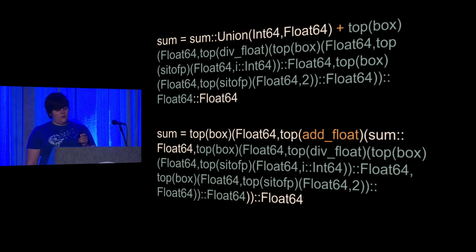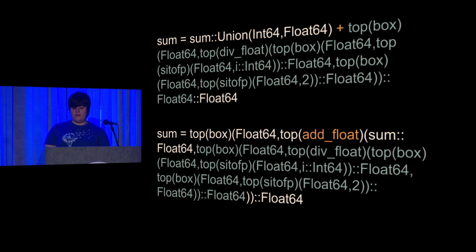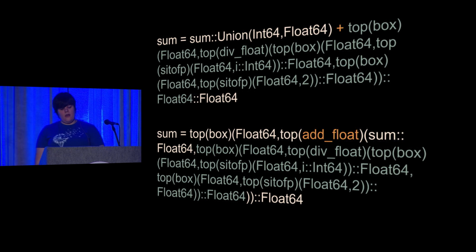So on top, we have the A version. So sum equals sum, which is of type Union{Int64, Float64}, plus. This in orange is the multiple dispatch of plus, because we're not sure which one we're using. And then we have i over 2.